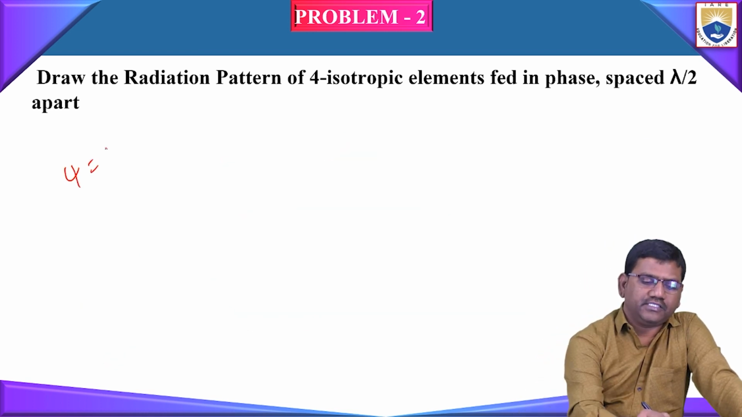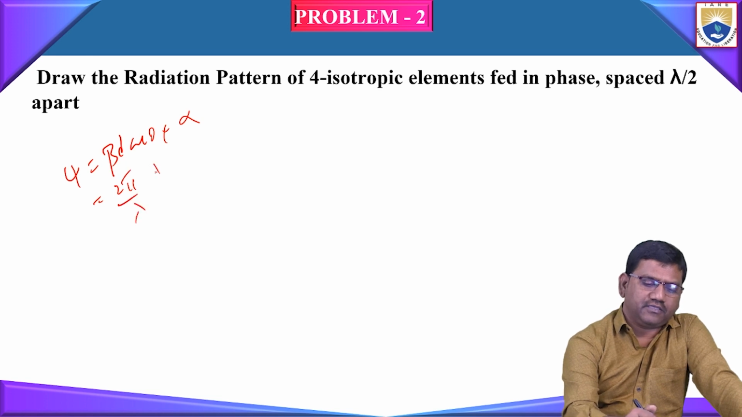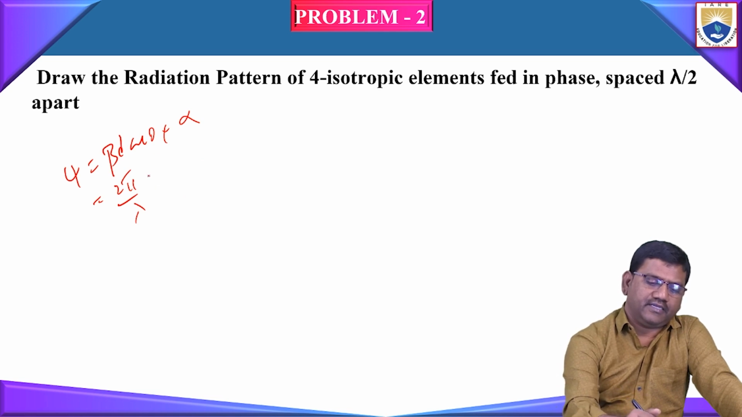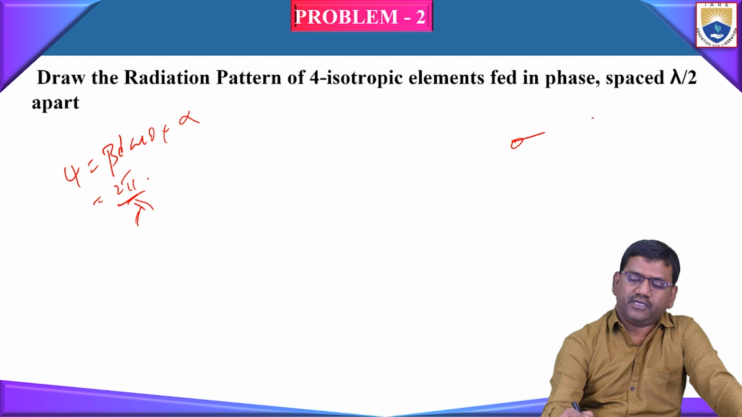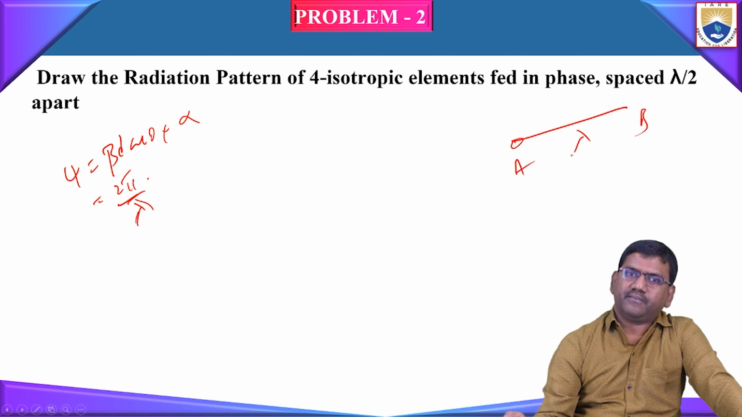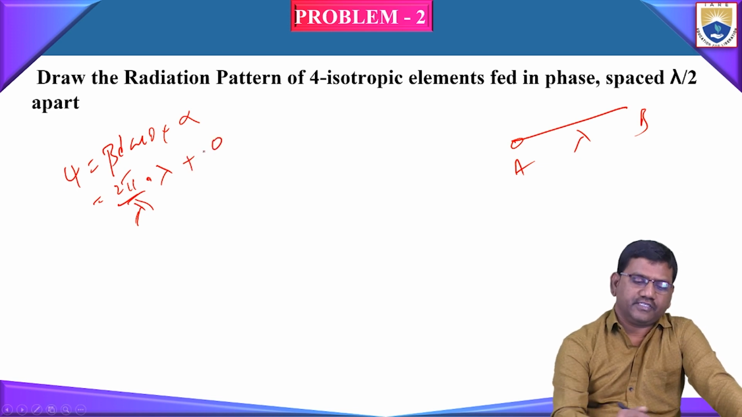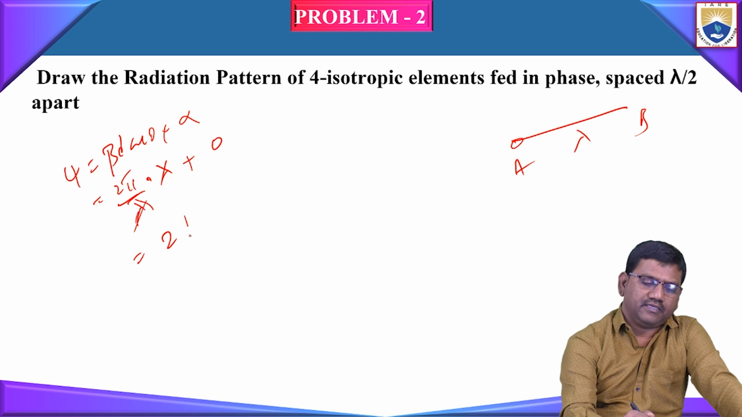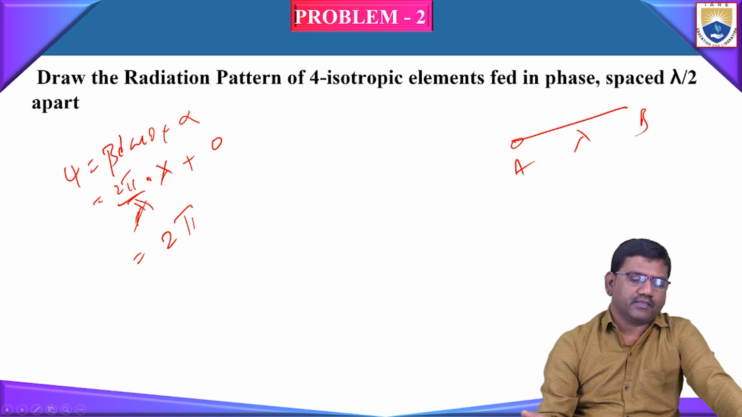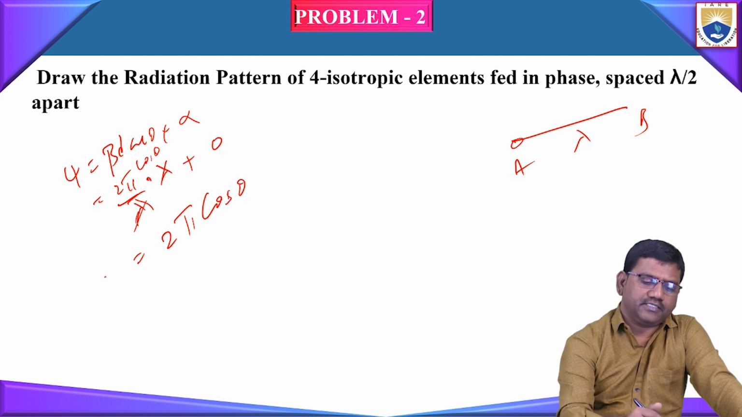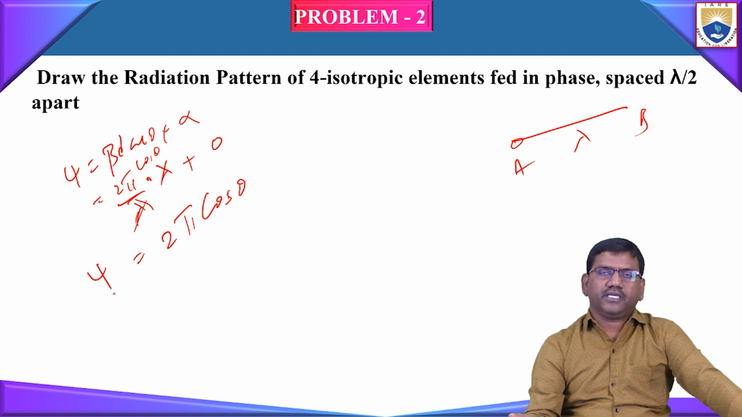See here, psi is equal to beta d cos theta plus alpha. So what is beta here? 2 pi by lambda, and d is the spacing, which is lambda here. Why? Because the two elements A and B are separated by lambda. So psi equals 2 pi by lambda into lambda cos theta plus alpha, where alpha is 0, the phase difference. Lambda gets cancelled, and you will get 2 pi cos theta. So psi is equal to 2 pi cos theta.